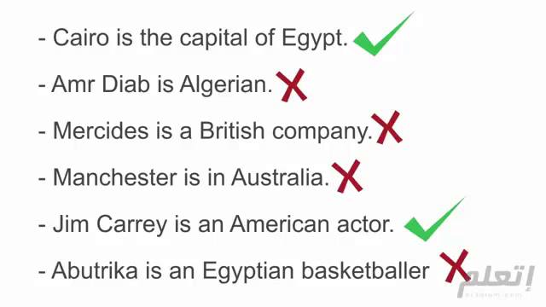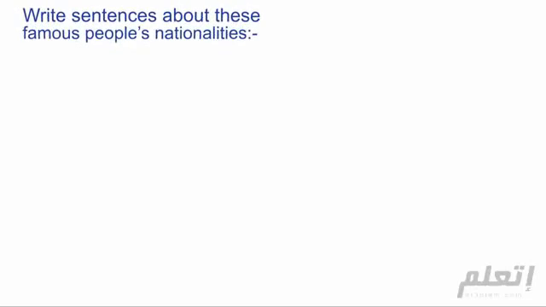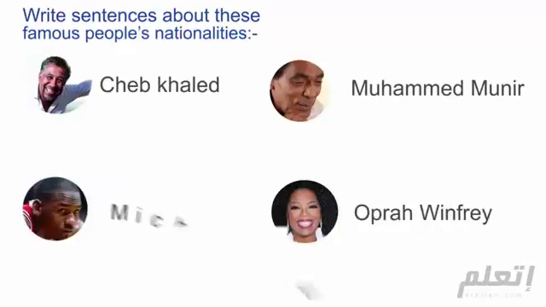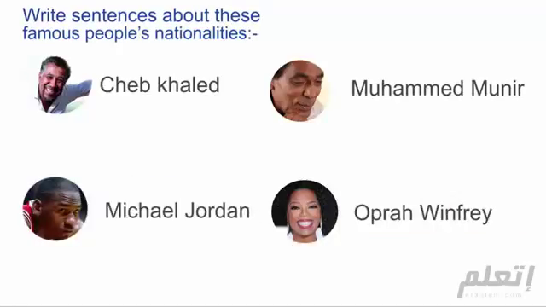Now, that's interesting. Now let's come here to a final question. And this time, this question is about famous people and where they're from. Let's see that amazing exercise here. As you see on the screen, we've got 4 famous personalities, 4 famous characters. We've got Cheb Khalid, Mohammed Munir, Oprah Winfrey, Michael Jordan. Now, the question is, write sentences about these famous people's nationalities. Take your time, we'll check later.